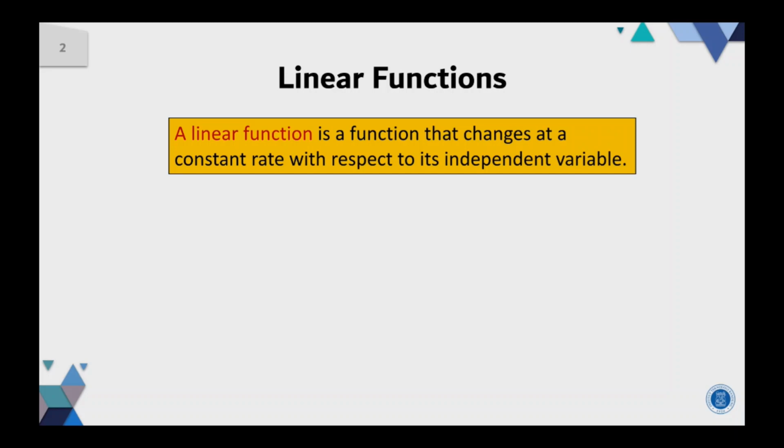So what is a linear function? A linear function is a function that changes at a constant rate. So the change of the function is constant with respect to the independent variable, usually x. Okay, the change is constant, always constant. So because the change is constant, the graph of a linear function is always a straight line, because if we have a straight line, the rate of change is constant.